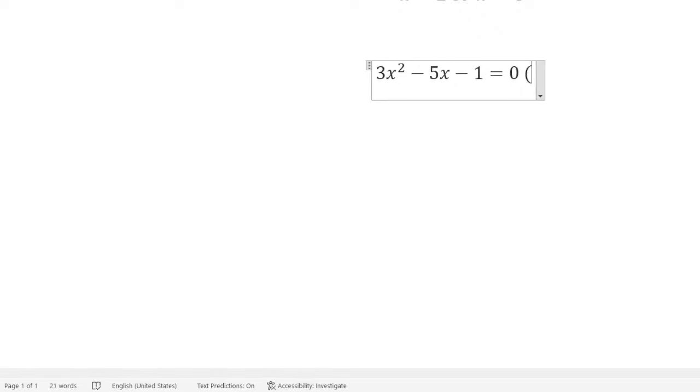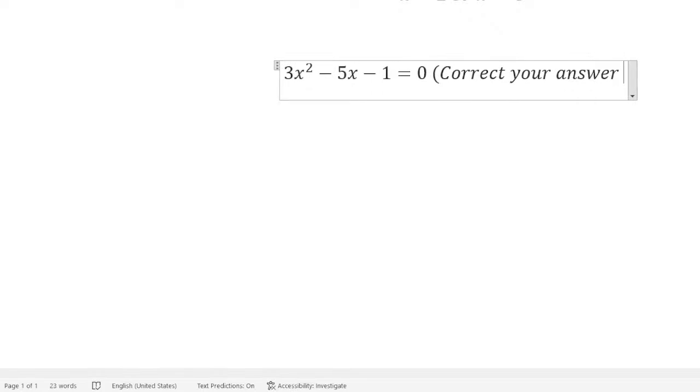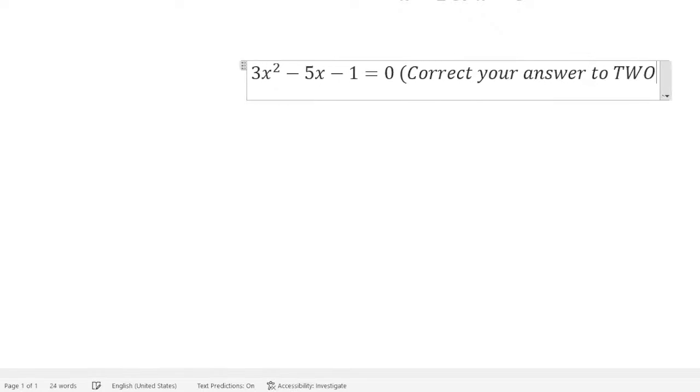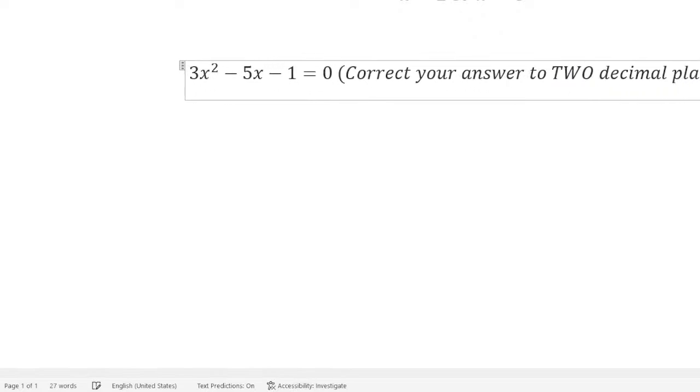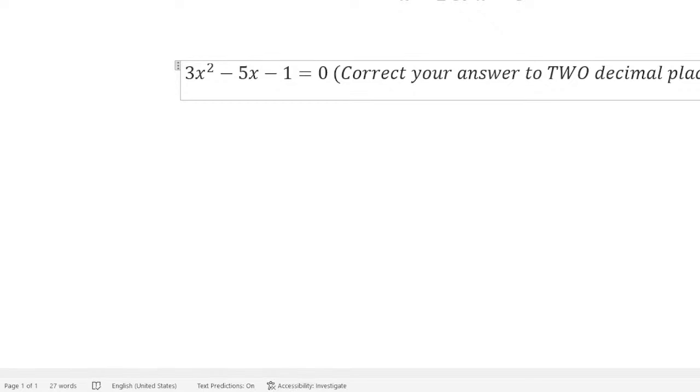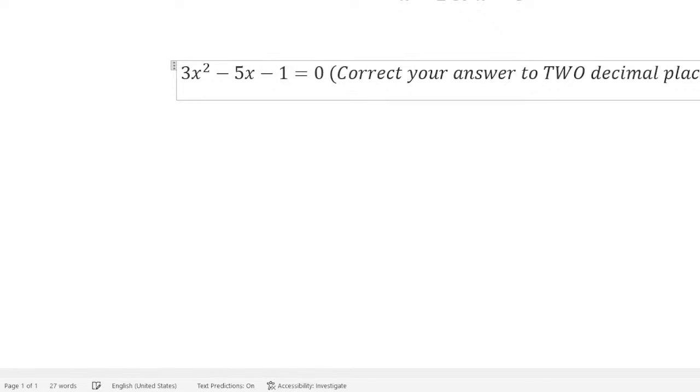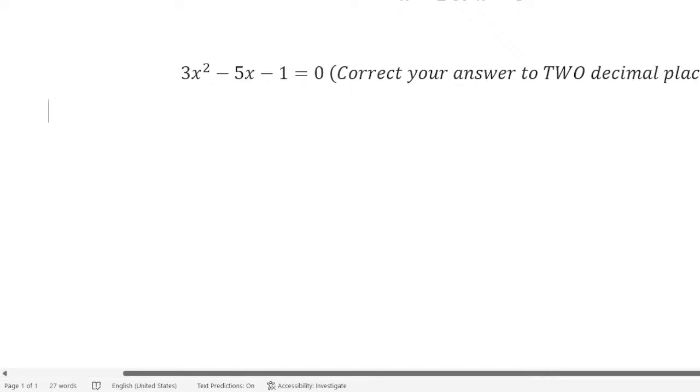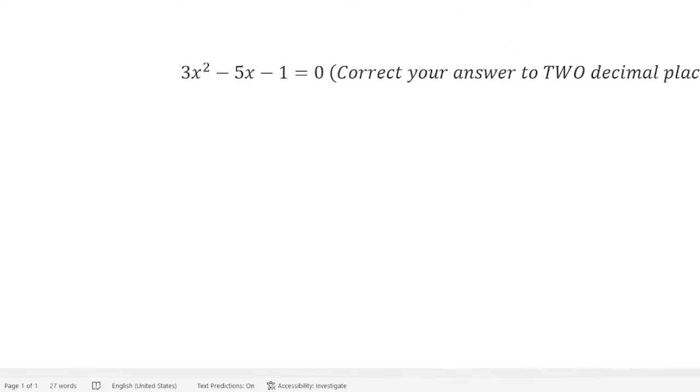And we're given a hint. It says correct your answer to 2 decimal places. So once a question says correct your answer to 2 decimal places, don't even try to find the factors of x squared or the factors of the last term that can give you the middle term. There are factors, but there are no factors that are whole numbers. So what you need to do is just use the quadratic equation.